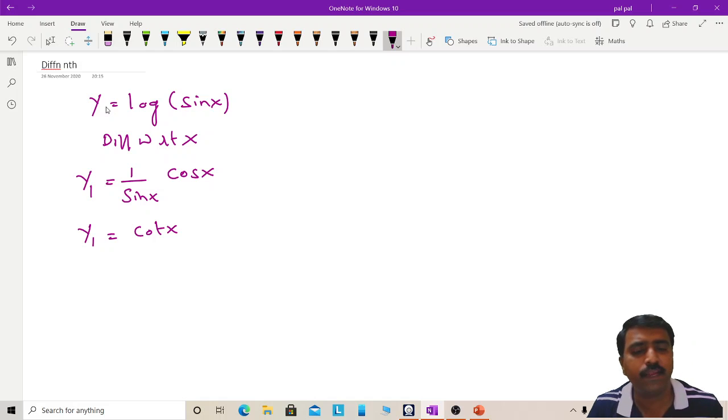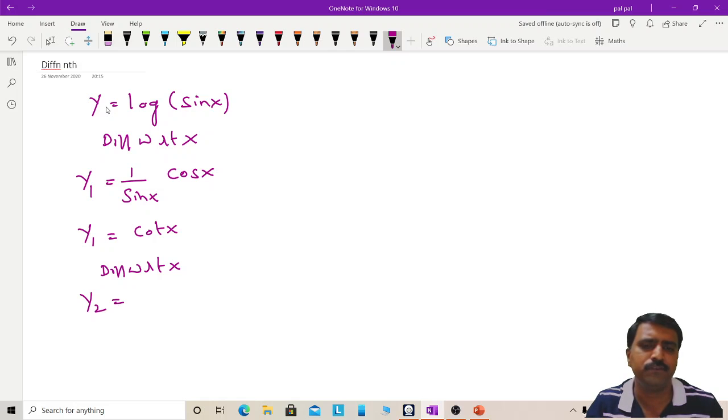So once again we can differentiate this y1 with respect to x. Differentiation of y1 is y2. Differentiation of cot x is what? Minus cosecant square x. So differentiation of cot x is minus cosecant square x.